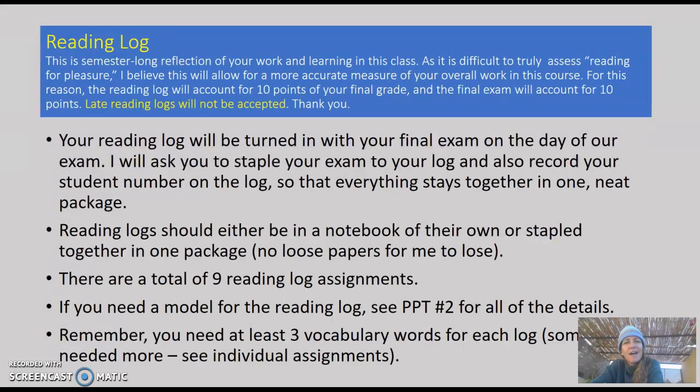I honestly feel like this is the fairest way to assess an extensive reading class because you're reading for pleasure. It's hard for me to give you an exam on that. So hopefully this will just show me what you have been doing this semester, how your reading's been going, and how much thought you've been putting into it. As I've written up above, this will account for 10 points of your final grade. The final exam will account for the other 10 points.